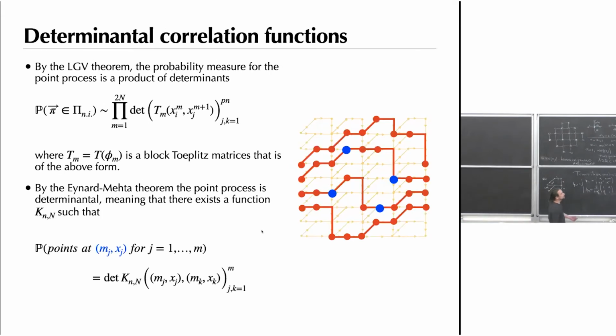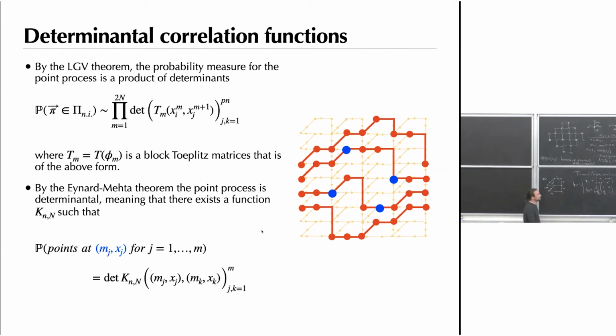Okay, very good. So then just some standard things: the LGV theorem here tells you that the probability of having points at certain configurations is just the product of determinants. And from there, the Eynard-Mehta theorem tells you that things are determinantal, saying that the probability of having paths going to these blue points is equal to the determinant of some kernel. This is general determinantal point process theory. And what we want to understand is the structure of this correlation kernel.